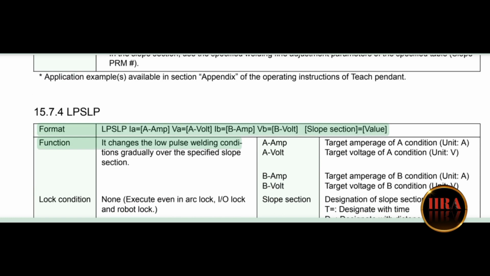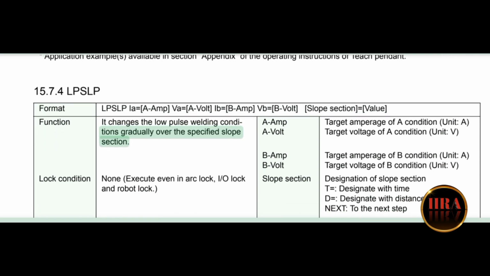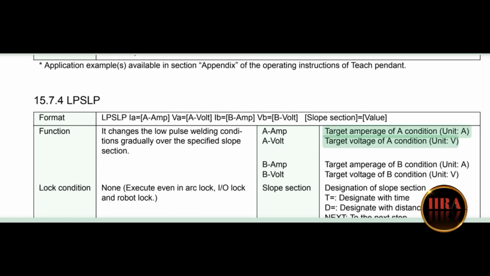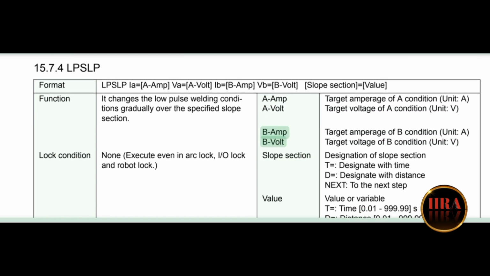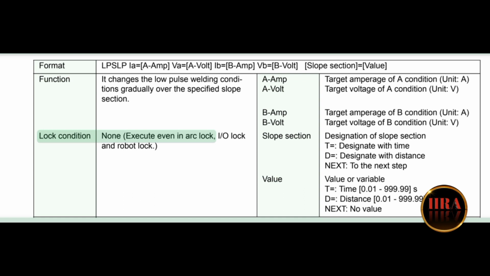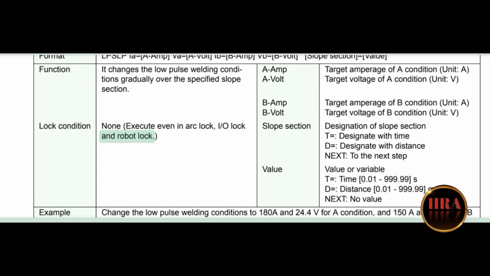Format: LPSLP, A=AAMP, VA=A volt, IP=BAMP, VB=B volt, slope section=value. Function: it changes the low pulse welding conditions gradually over the specified slope section. AAMP, A volt: target amperage of A condition, unit A; target voltage of A condition, unit V. B amp, B volt: target amperage of B condition, unit A; target voltage of B condition, unit V. Lock condition: none, execute even in arc lock, IO lock, and robot lock.